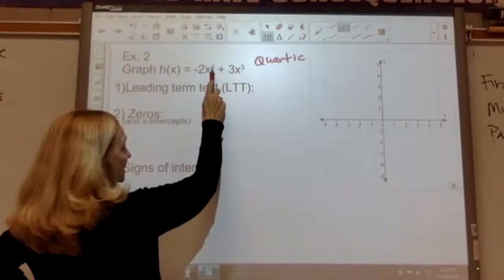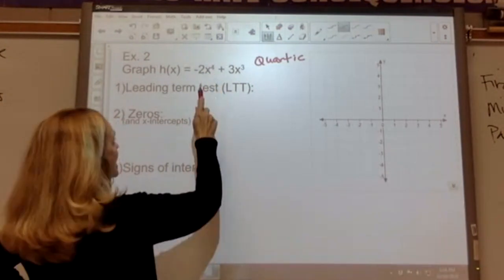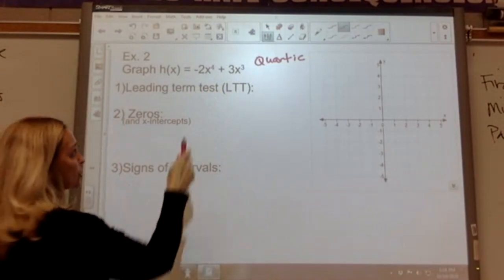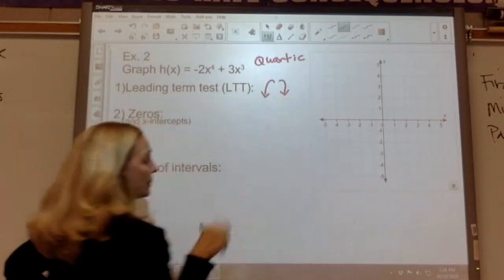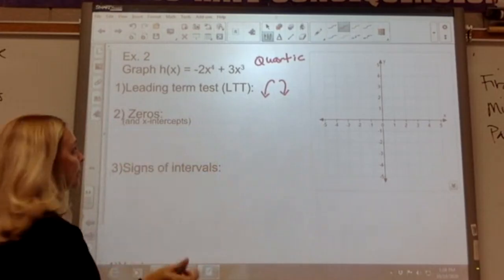This is an even exponent, which is my degree. And so I know the ends go the same direction. Because it's negative, they both go down. Okay, now it may go up and down in the middle, but the ends are going to go down.